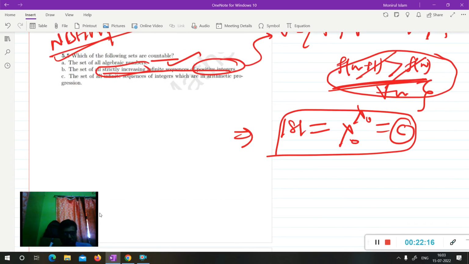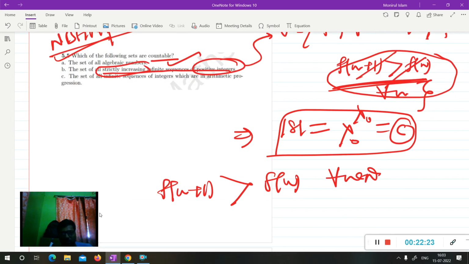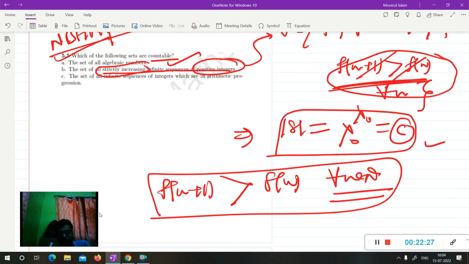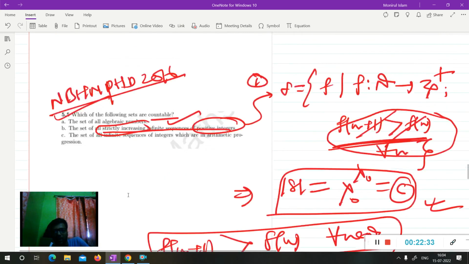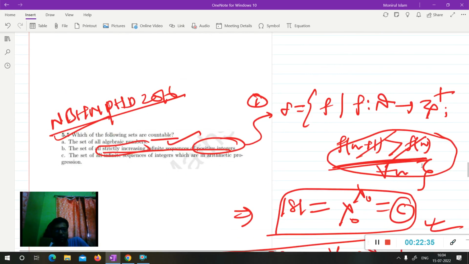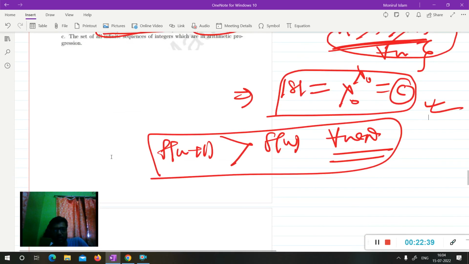So one more restriction: the sequence fn is still increasing, that is, fn plus 1 is greater than fn. So this condition does not violate the continuity, because you can create infinitely many sequences of positive integers which are still increasing. How?